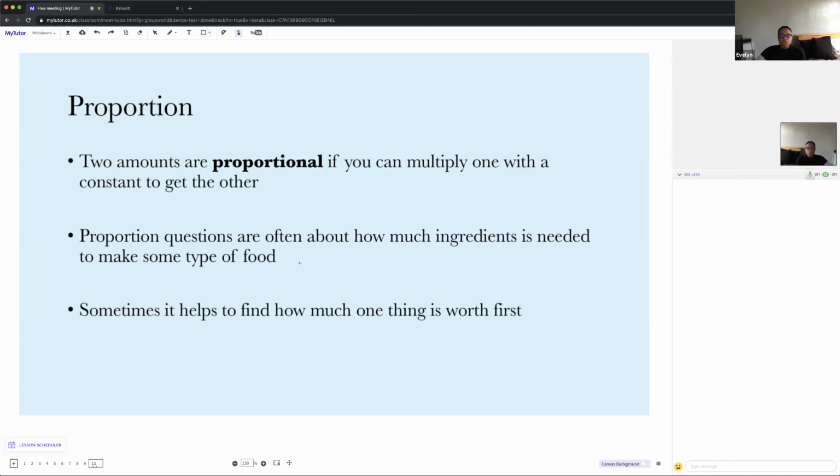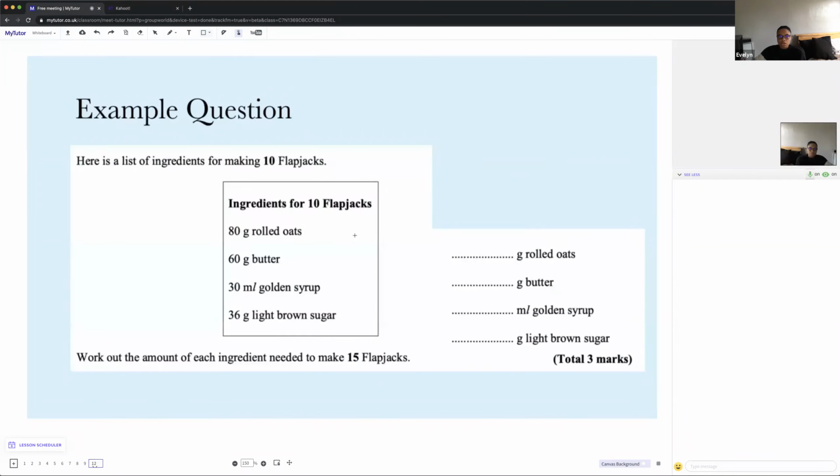But proportion questions are often about how much of each ingredient is needed to make some type of food. All of you, I'm sure, have seen a question like that before. We're going to go through this type of question today because it comes up in both papers and it is a very popular question to be asked in GCSE. So sometimes it helps to find how much one thing is worth first and then find out what the other things are worth. If you haven't seen it, then you are seeing it now.